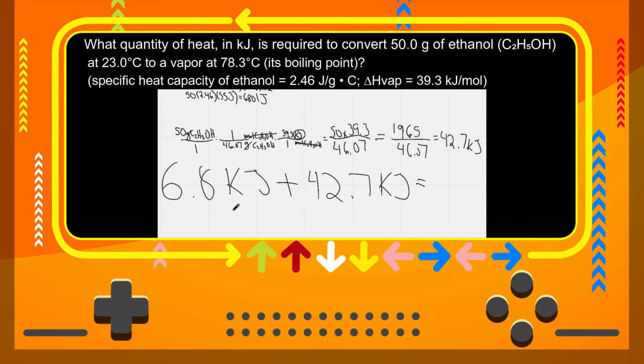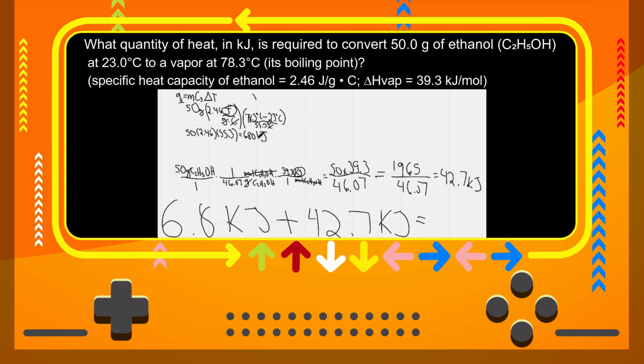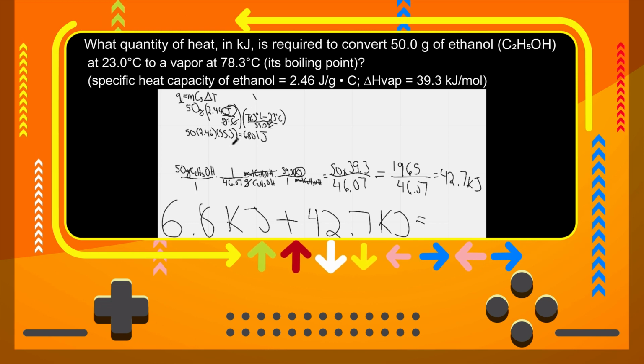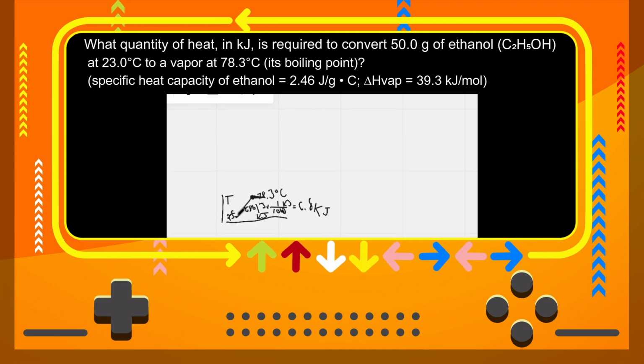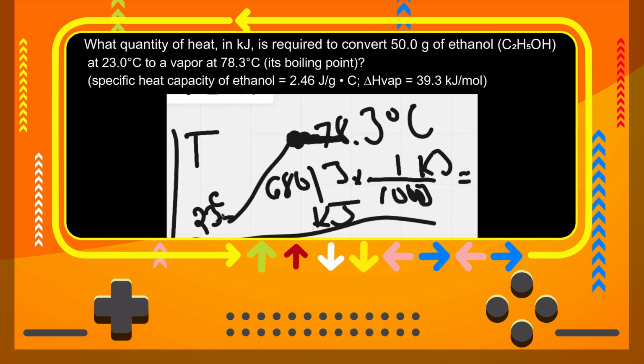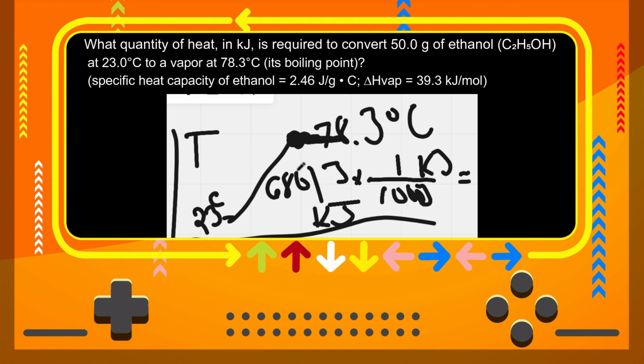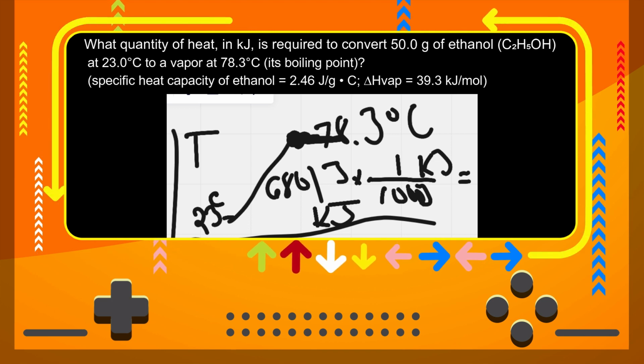The 6.8 kilojoules came from what? This step right here, right? The specific heat equation step, the very first step, because we were heating what? We were heating that up from 23 degrees Celsius to 78.3 degrees Celsius here, right? And that took 6.8 kilojoules. That's what it took here.